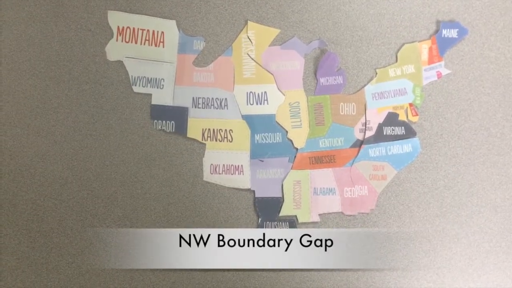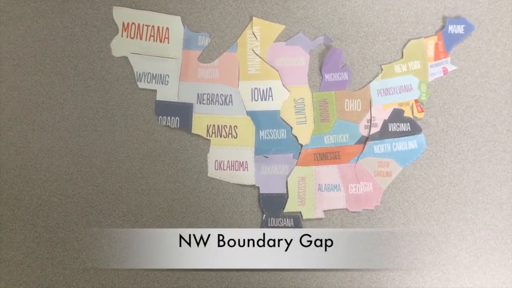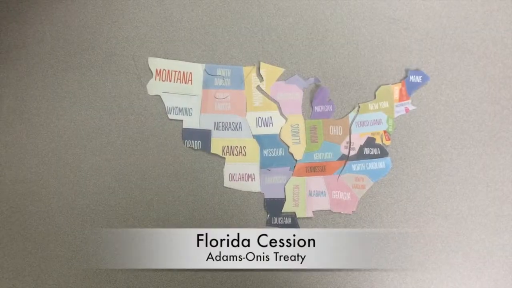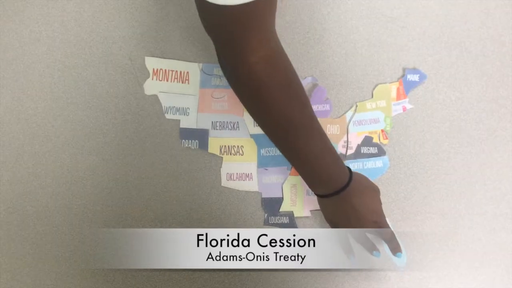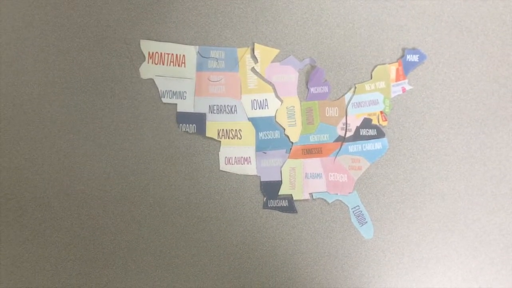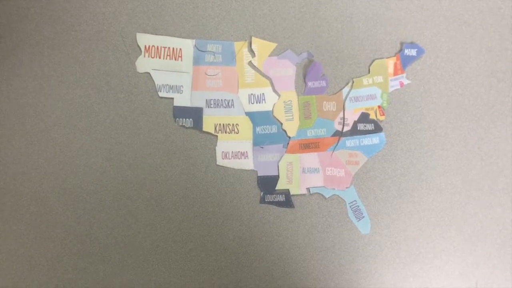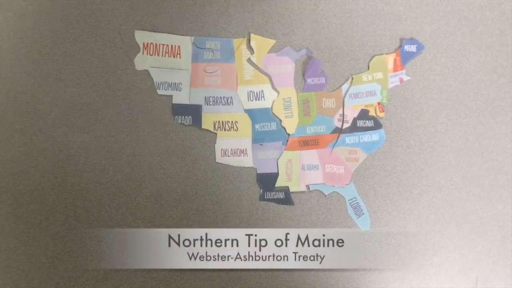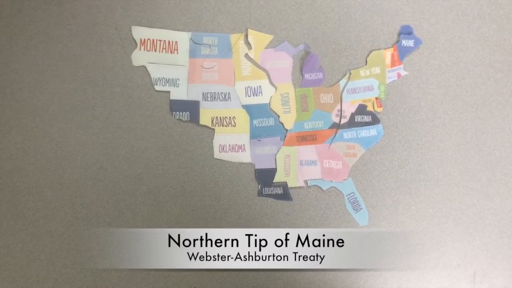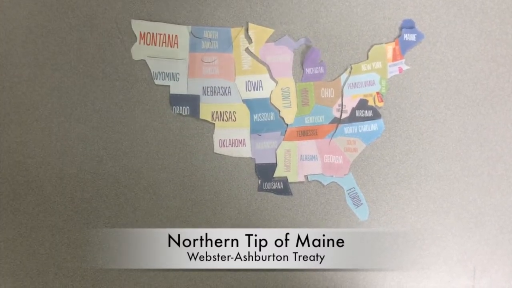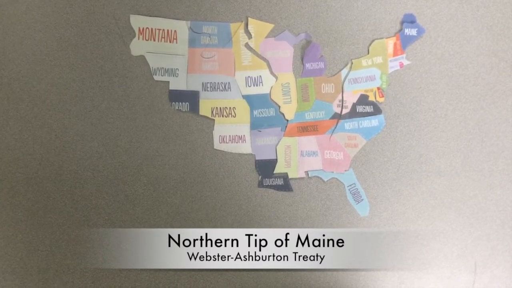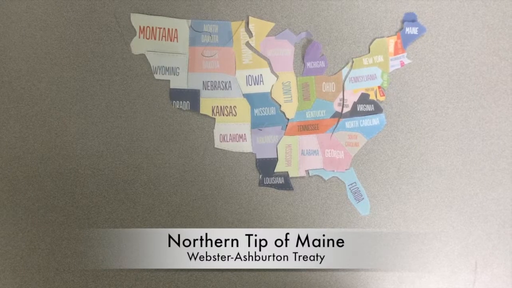In 1818, with Jay's Treaty, Great Britain ceded the northwest boundary gap. In 1819, in the Adams-Onís Treaty, Spain ceded Florida. In 1842, Secretary of State Daniel Webster signed the Webster-Ashburton Treaty with Great Britain to settle disputes over the border between the U.S. and Canada. This added the northern tip of Maine.